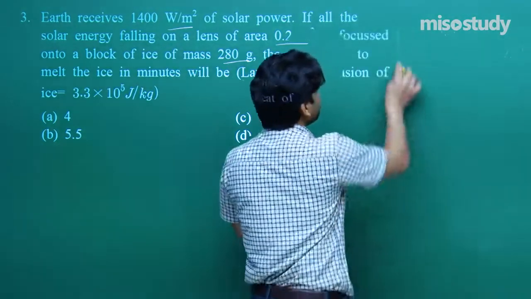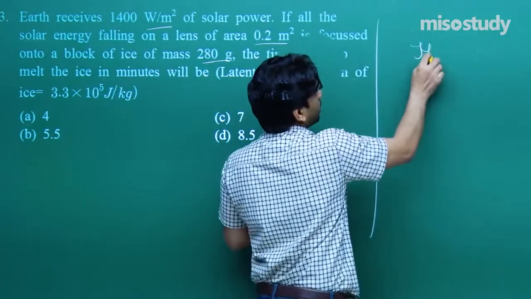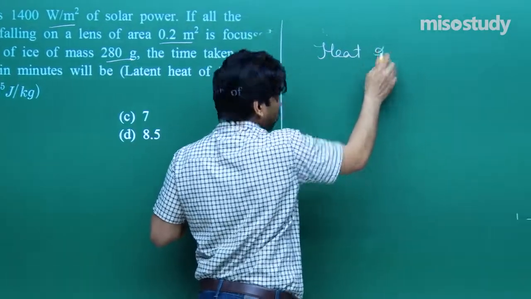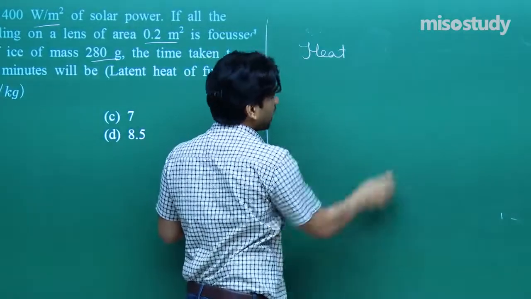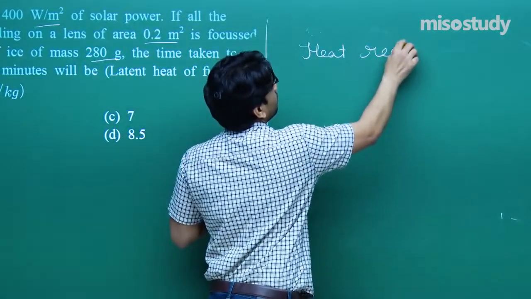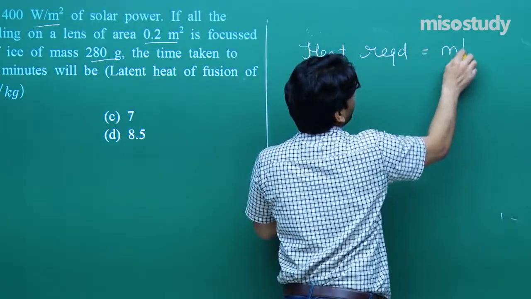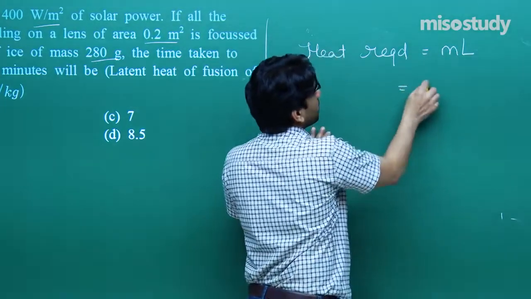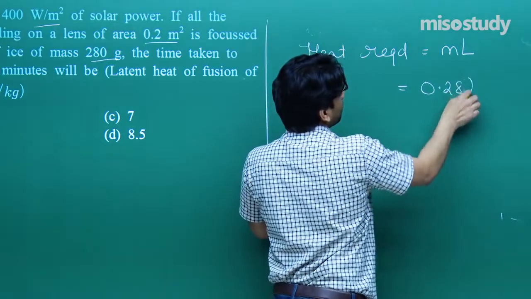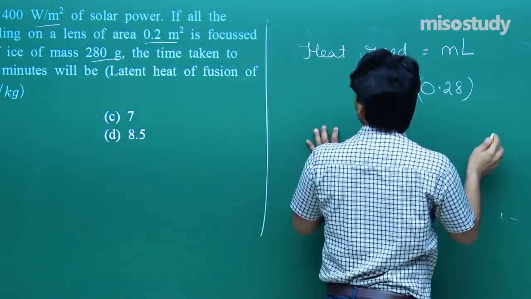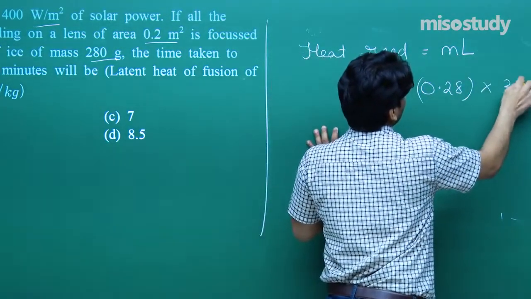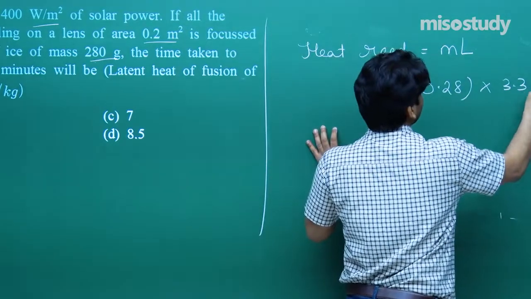Heat energy required to convert ice to water. Heat required will be m L, that is what we know. Mass is 0.28 kg, multiplied with 3.3 into 10 to the power 5 joule.